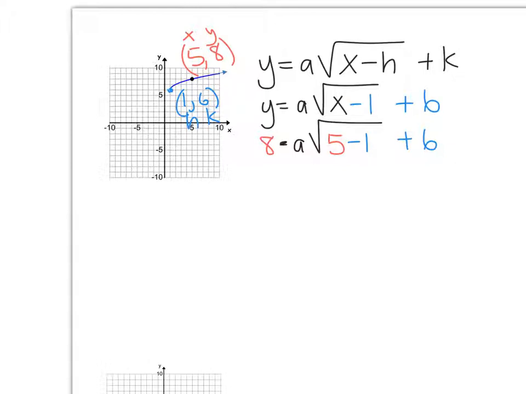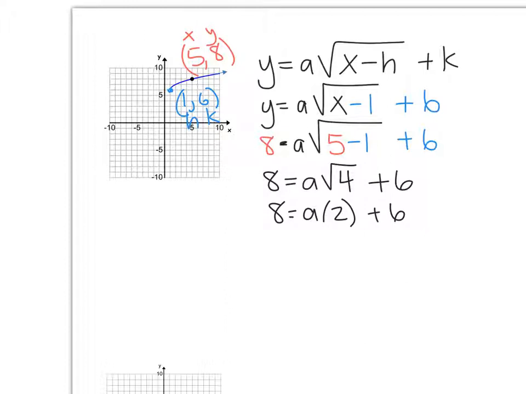Okay, once you get x and y plugged in, we start simplifying. So we should do our math problem in our square root, which is going to give us 5 minus 1 is 4. The square root of 4 is 2. So a times 2 plus 6. And then we start working backwards. So we subtract 6. 8 minus 6 is 2. Equals a times 2. We'll divide away the 2. And that's going to be 1. a equals 1.